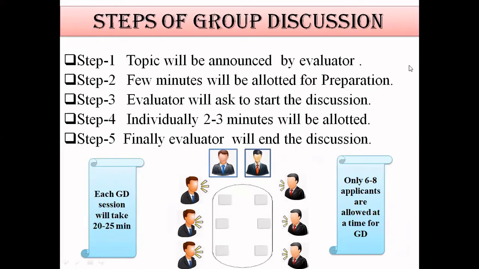Step 4 is, individually they will allow 2 to 3 minutes, in most cases. So this point is extremely important for your time management. Suppose a total of 6 persons are there in a set, and if they allow 3 minutes for each person, that means you are going to get 18 minutes, 6 into 3. So do not allow the other participant to utilize your time.